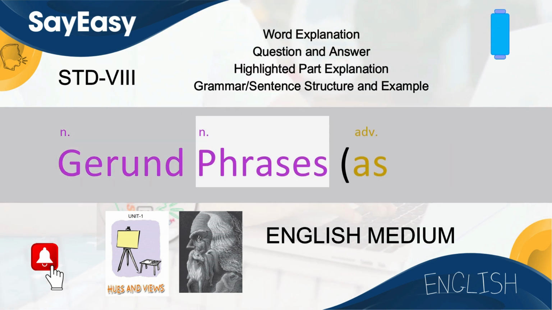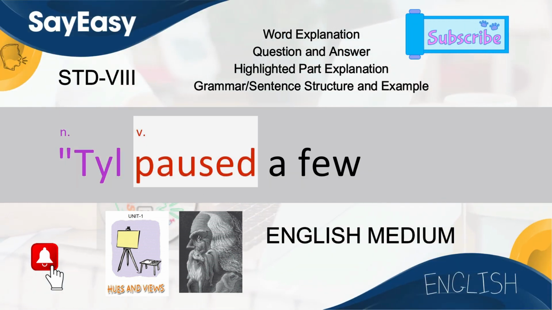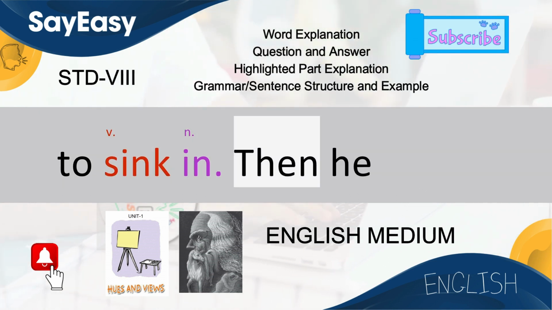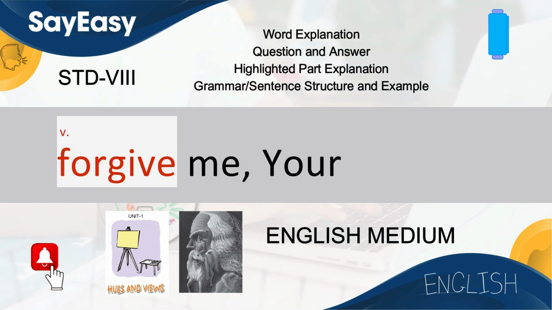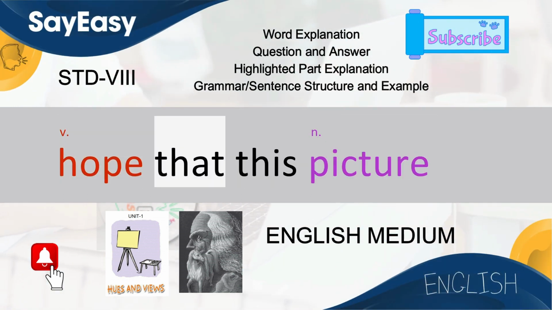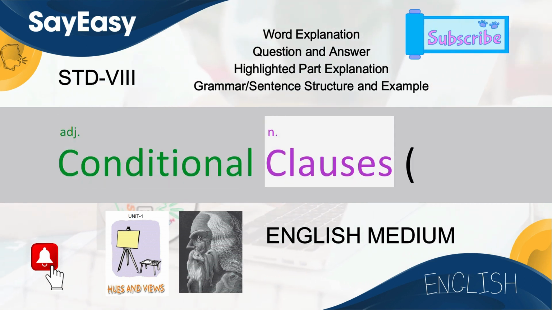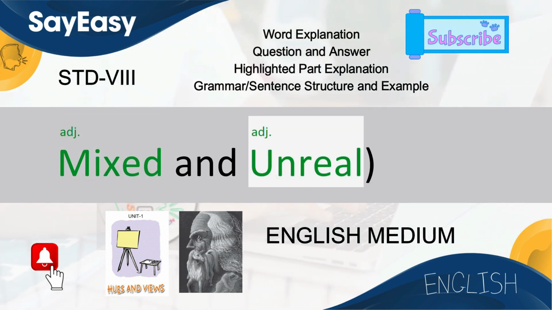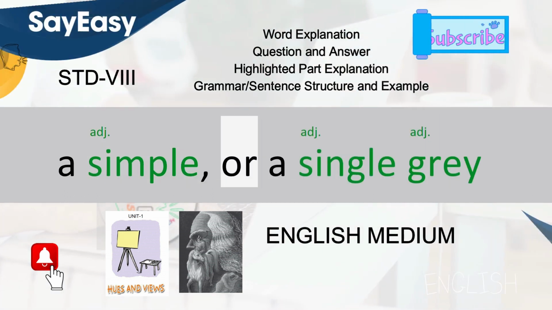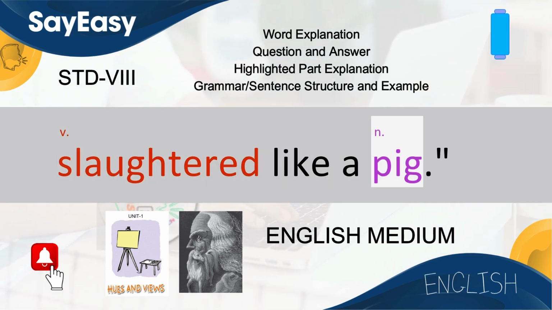Gerund phrases, as subject and object. Tivile paused a few moments for his words to sink in. Then he continued, "You must forgive me, Your Highness, if I've dared to hope that this picture will please you." Conditional clauses, mixed and unreal. "If you leave out a mole, a pimple, or a single grey hair, I'll have you slaughtered like a pig."